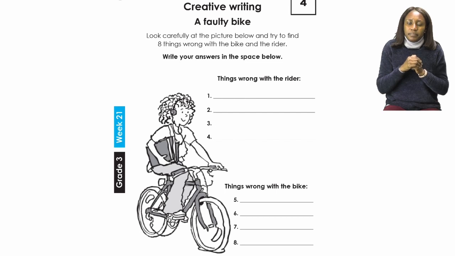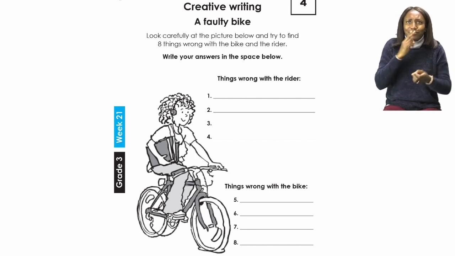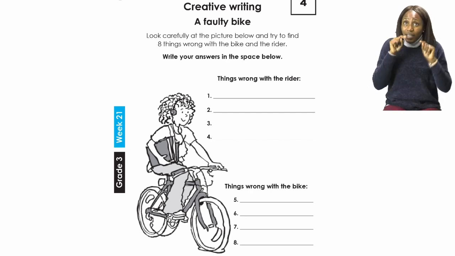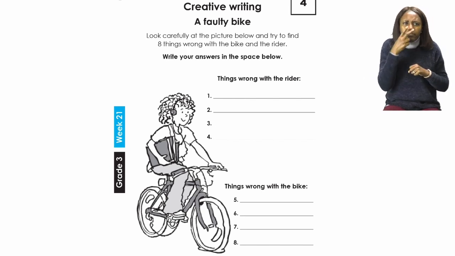The fourth one, you're going to try and find by yourselves, because I cannot give you all the answers. Now, we're going to try and find at least 2 things wrong with the bike. The first thing that you can see that is wrong with the bike is that it has one flat tire.